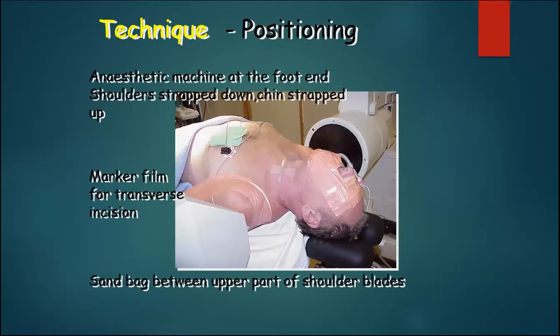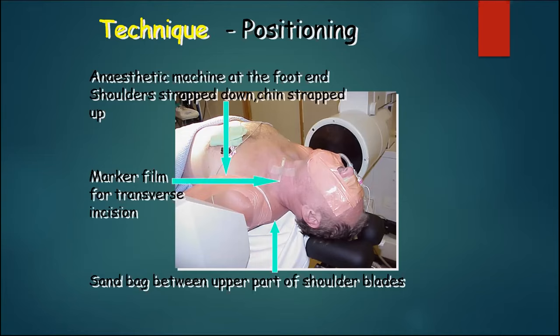So that's the basic positioning. This is not my patient, but it's just a photograph I use to illustrate two points. Number one, you can strap that shoulder down if you want, but I often prefer that somebody pulls the hand down rather than strap it, because that puts unnecessary pressure on the brachial plexus for a prolonged surgery. The second is this, the sandbag should not be in between the shoulder blades, but it should be higher up to stop the neck from being hyperextended.